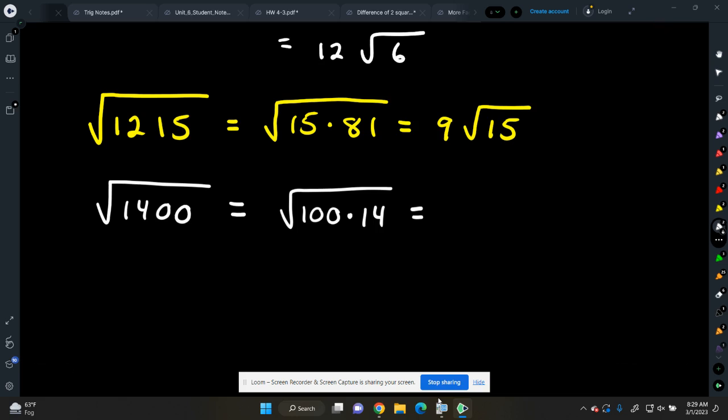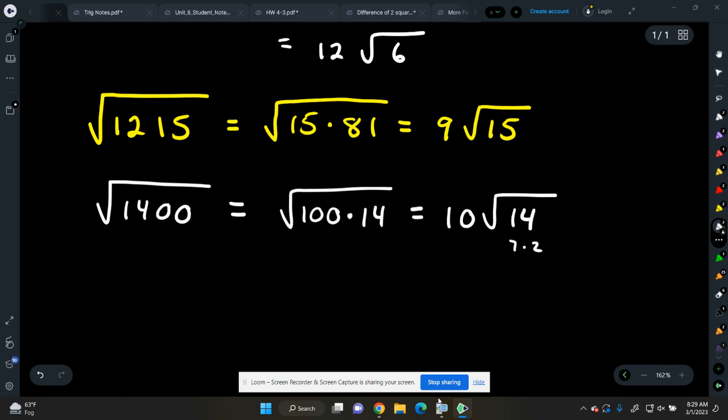Square root of 100 is 10. Good. Times the square root of 14. And 14 is 7 times 2, so that's not going to help us. So we just leave it as 10 square root of 14.